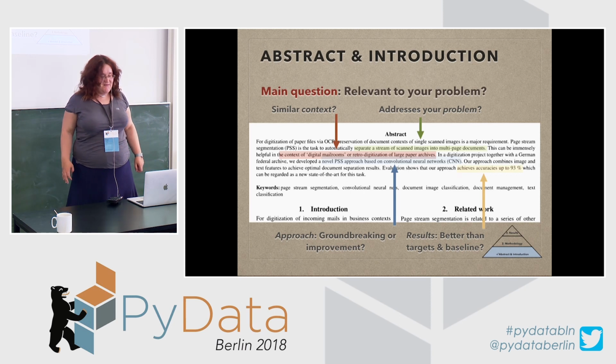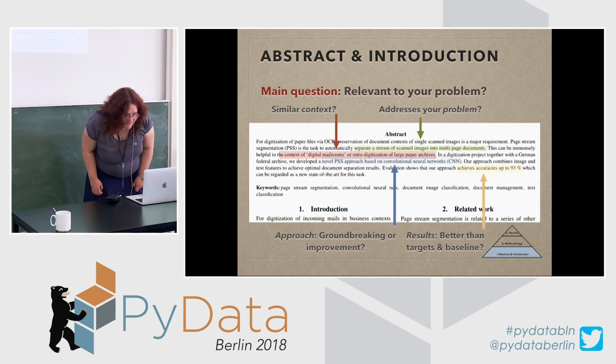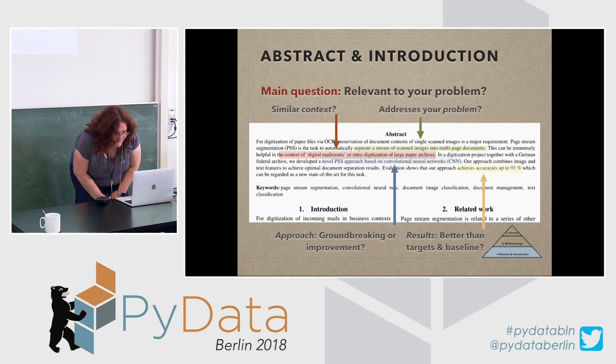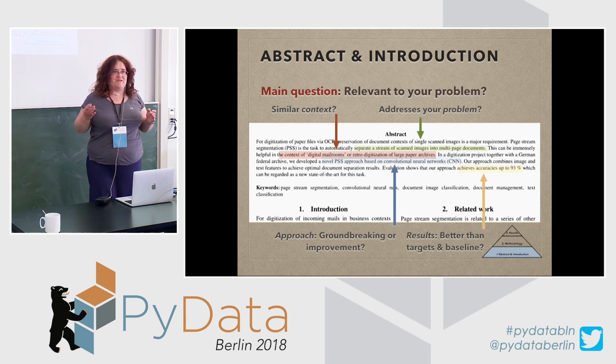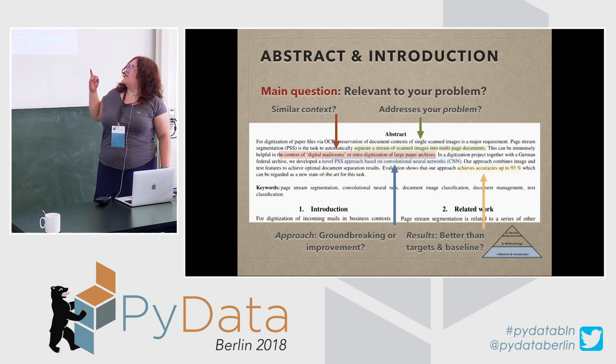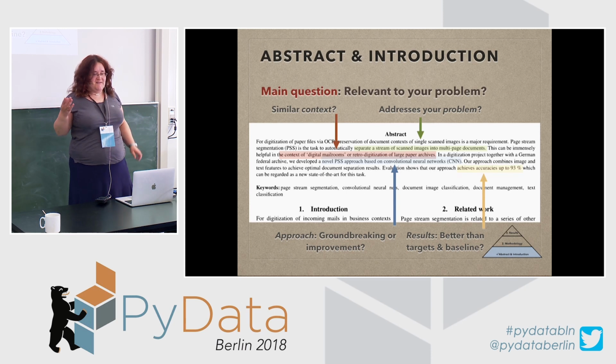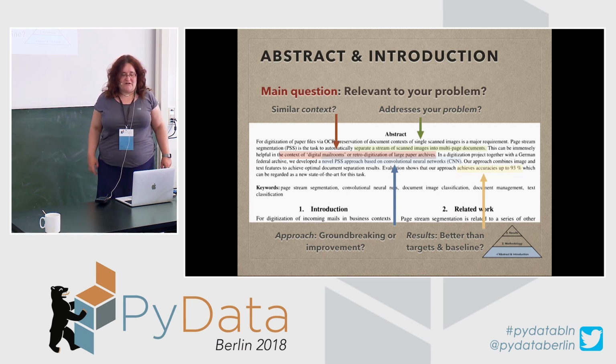That's kind of obvious. But a bit more subtle is the question, does it address your problem in a similar context? So for example, in this paper, the problem is to separate a stream of scanned images in a multi-page document. This is exactly the problem we had, so in that sense, the paper is probably very relevant. And the context is digital mailrooms or retro-digitalization of late paper artifacts. Digital mailrooms is a bit related to what we're doing, not quite, but the other context is pretty different. So it's a bit of a question mark whether, even though they have a similar problem, we can really transfer the insights from the paper.